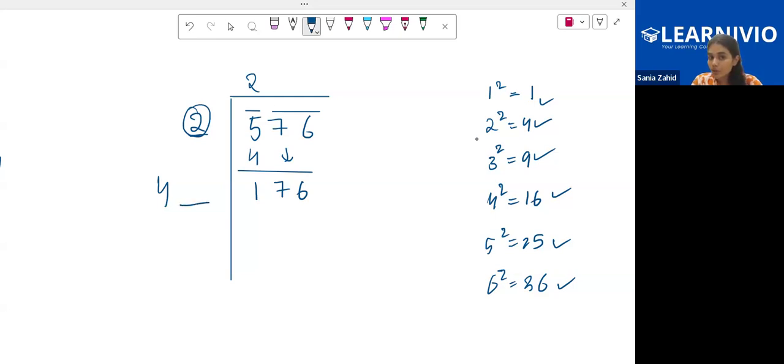Now you write one number over here. For example, I'm writing 41. We have to multiply it with 1 only to get this number. So think very carefully and write a number over here. So what number can you write here to get 176?